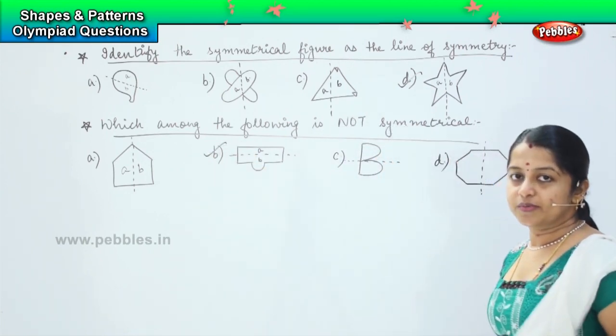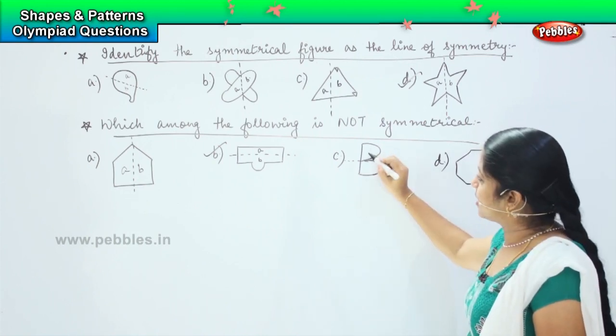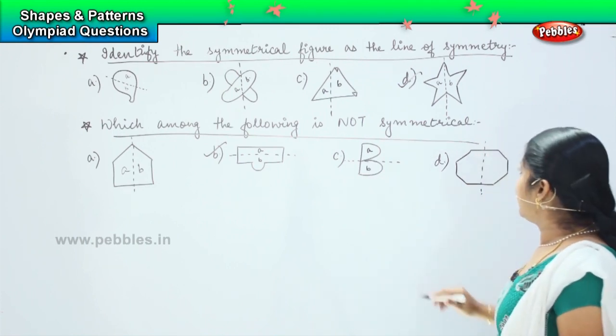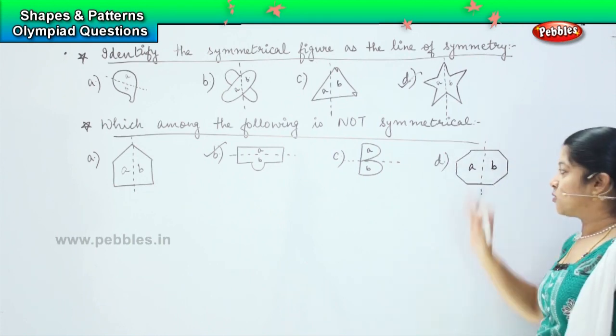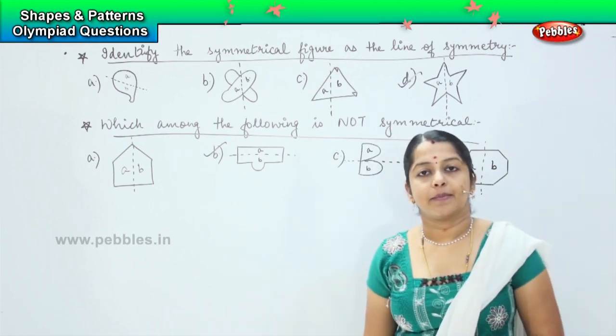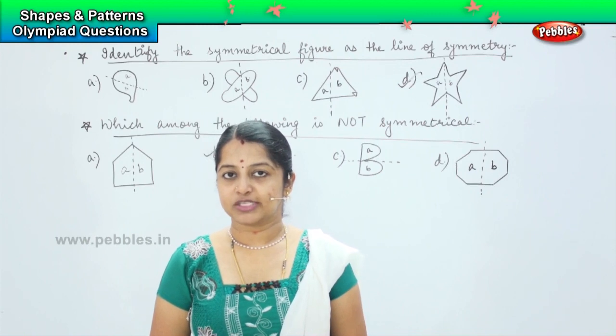Let us check the other options as well. Option C. Yes, it is symmetrical because A is equal to B, right? D. Yes, this is also symmetrical. So which means option B in this diagram is not a symmetrical one. Clear? Shall we move to the next one?